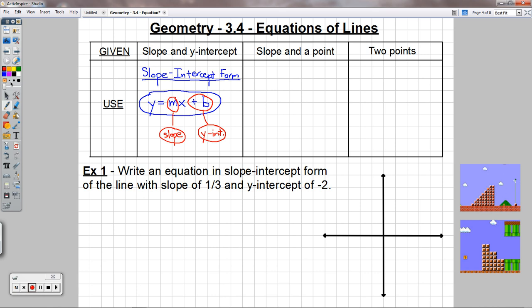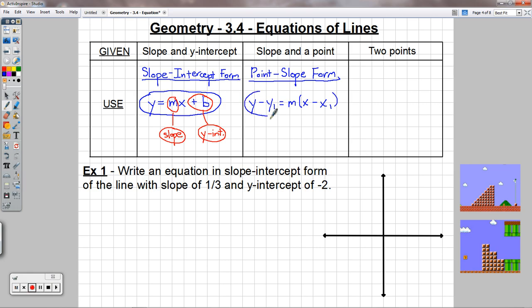For a slope and a point, we use something called, get ready to have your socks blown off, point slope form. Go get your socks and come back. Pause if you need to go do that. Point slope form is y minus y1 equals m times x minus x1.